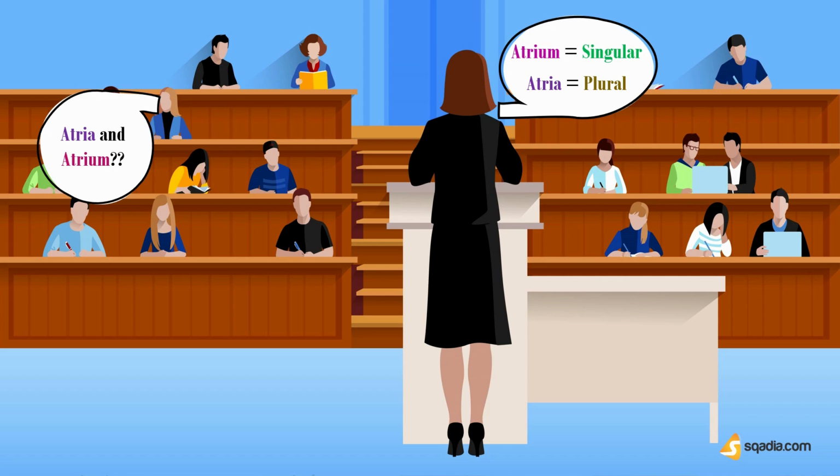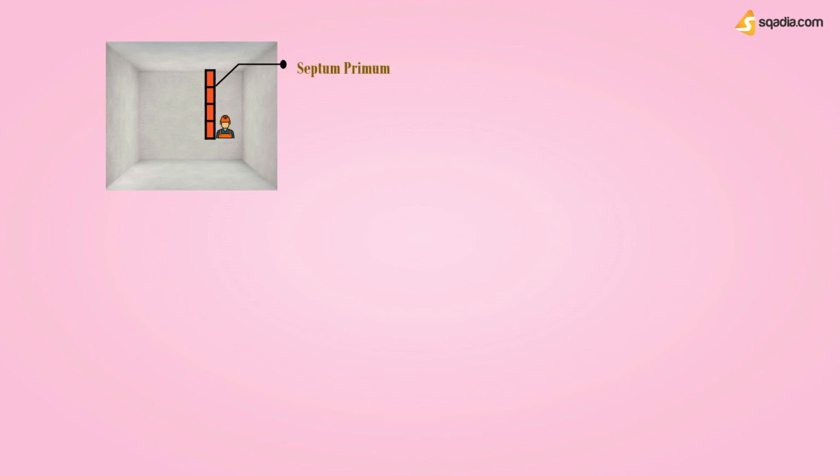Ma'am, I have understood all the steps. Can I help my classmates to understand it in an easier way? Yes, sure. Consider that this is a house. Within this house, I need to build two rooms. I build a wall up to this point. This is called the septum primum, as it separates two rooms. And I have left a gap. This gap is called the ostium primum.